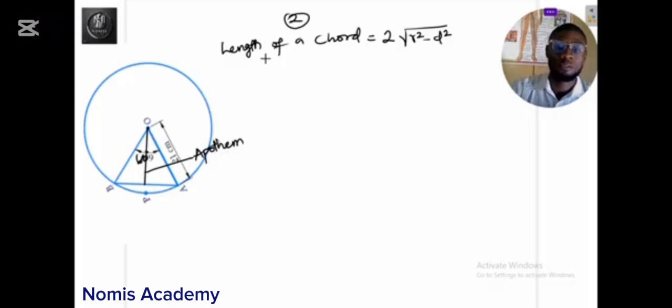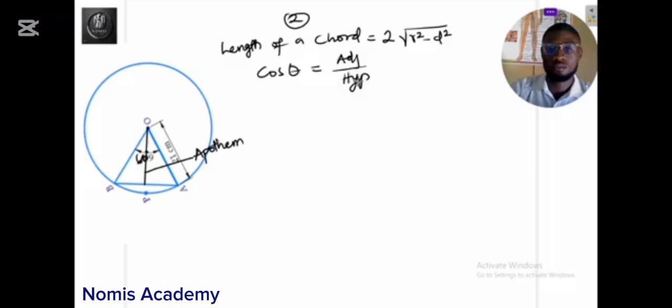So we need to get the length of this line to calculate the length of the chord. How do we get the value of this? We need to use our SOHCAHTOA. Yes, cos theta is equal to adjacent over hypotenuse. Since our theta was 60, now that we divide it into 2, this angle will be 30 degrees. So cos 30 equals the adjacent, which is D, the one we are looking for, all over the hypotenuse. Hypotenuse is 21.